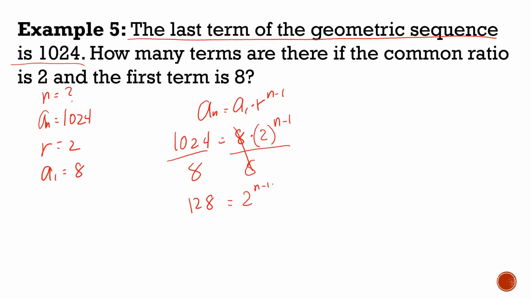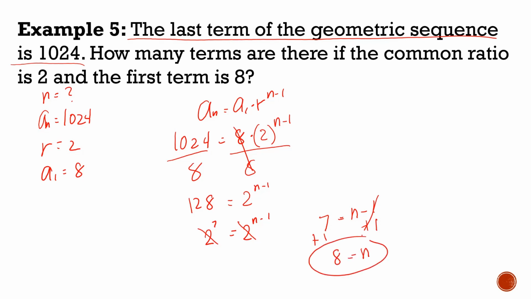Now here what we will do is, since the base here is 2, we will express 128 as a base of 2. So 2 raised to what equals 128? That's right, it's 2 raised to 7. Now from here, we can just disregard the base. Now we can solve for n. So 7 equals n minus 1. Add 1 on both sides, right? Therefore, n equals 8. There you go.